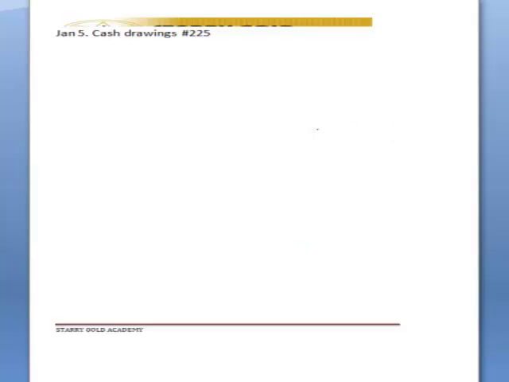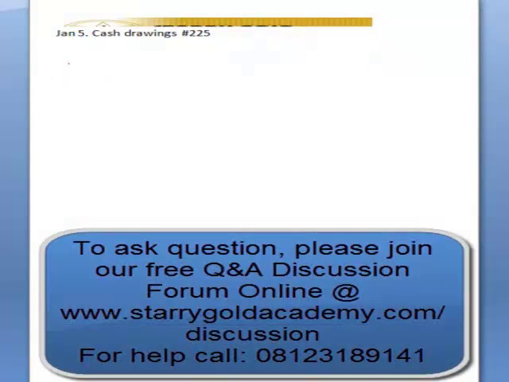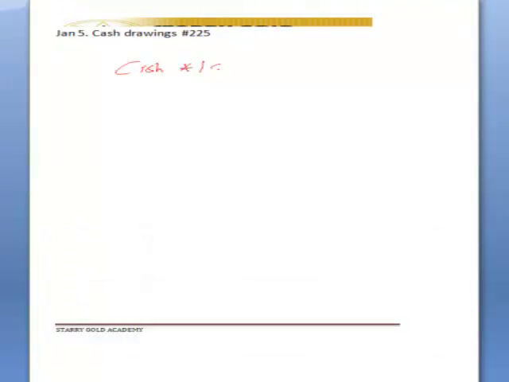cash drawings 225. Okay, what are the two accounts involved? There is cash account and there is drawings. It means the owner has withdrawn part of the capital he introduced. So, what will be the effect?